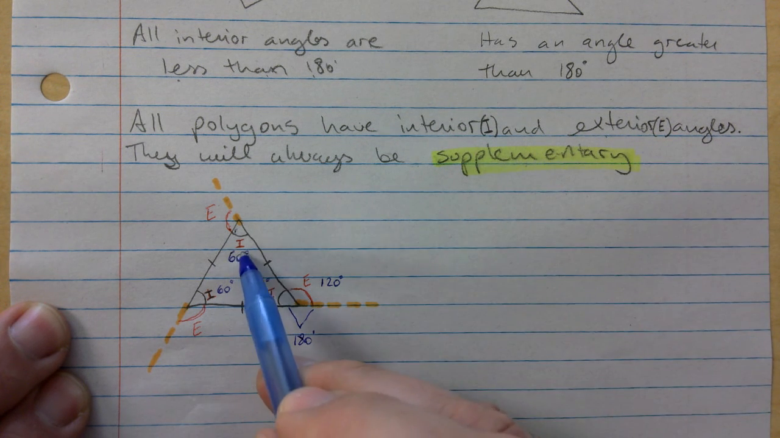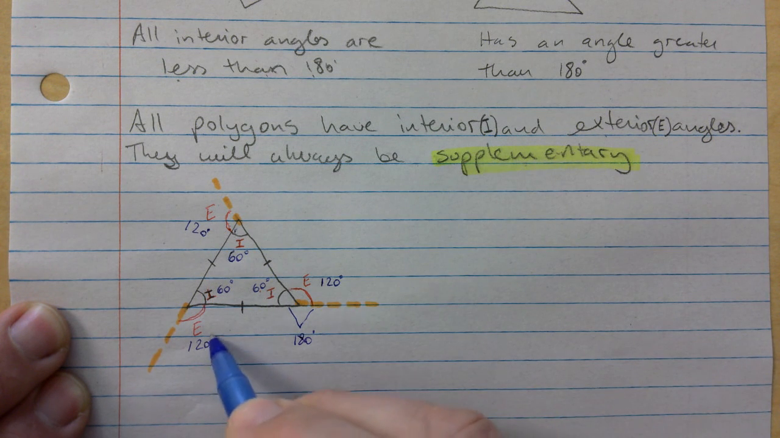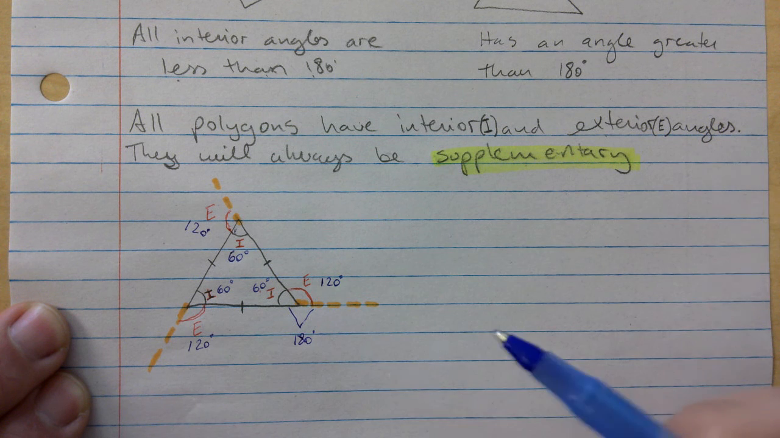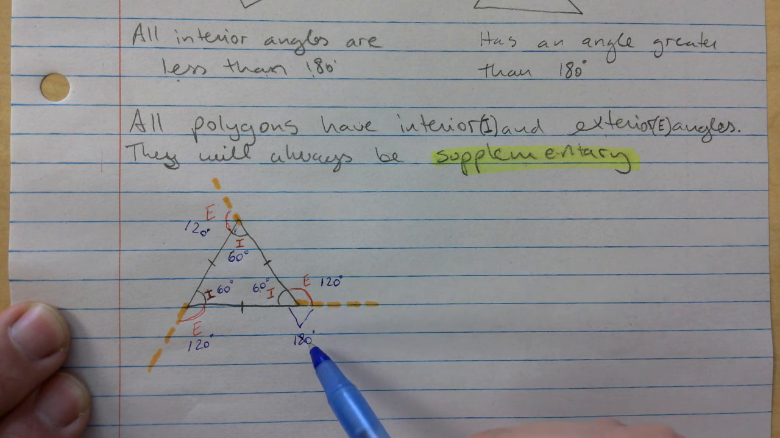So if you know the interior angle, it's easy to find the exterior. You just subtract it from 180, and it could be vice versa. I could give you the exterior angle, you subtract it from 180, you get the interior, and so forth, right?